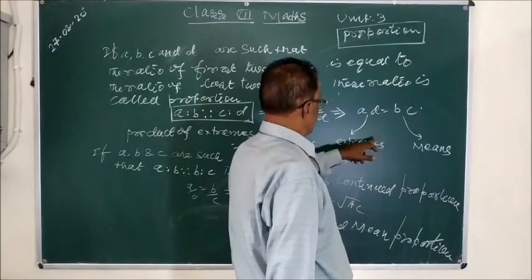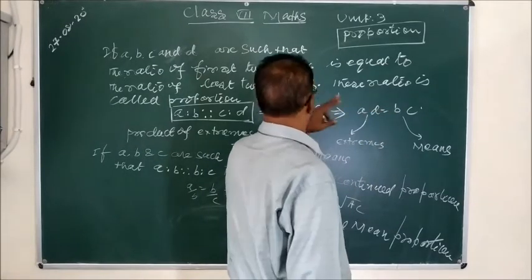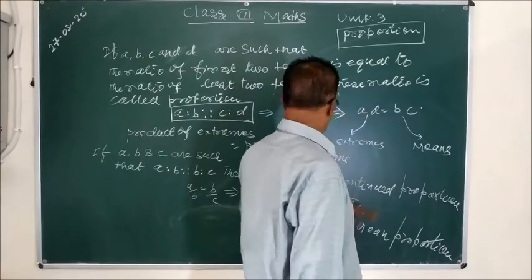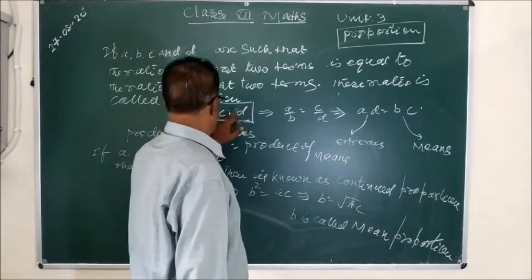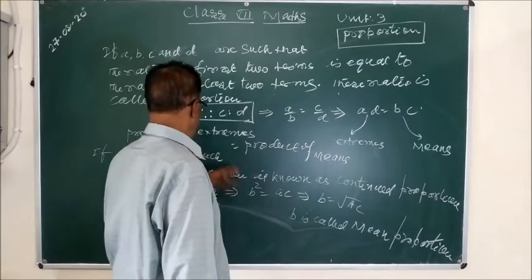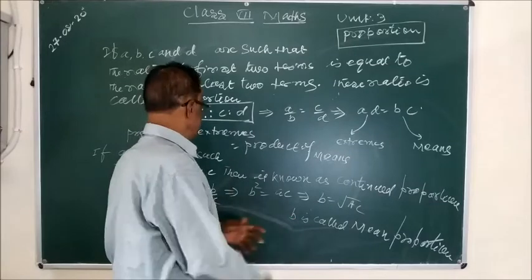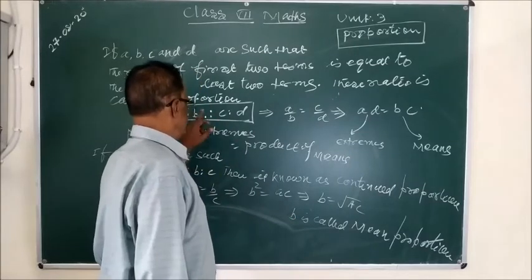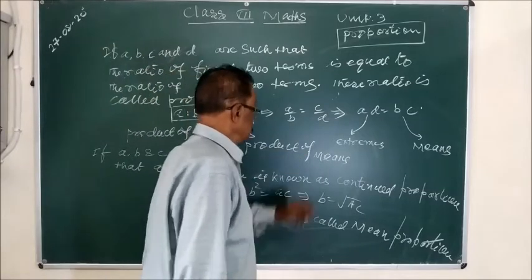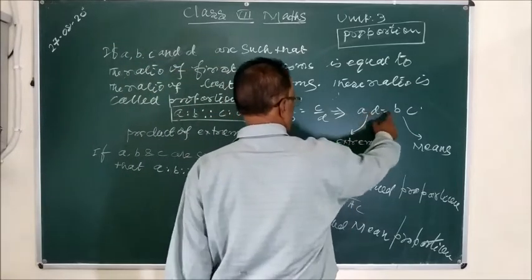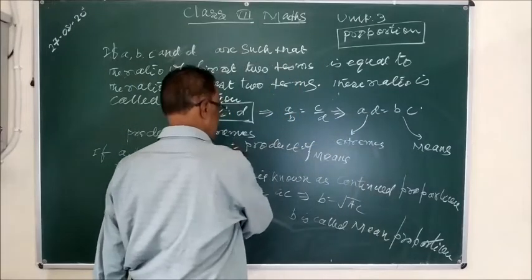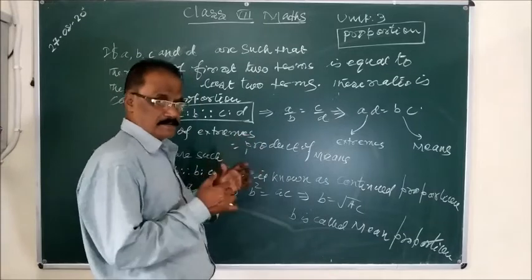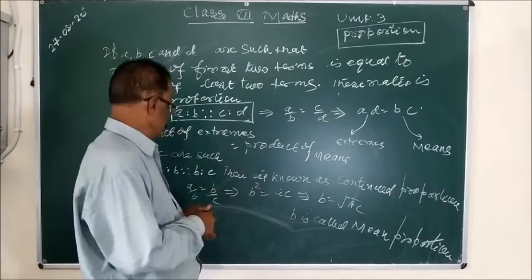And this is a very important result for proportion. Of the 4 terms, the first and last terms are called extremes, and the middle 2 terms, the second and third terms, are called means. So AD is equal to BC. Product of extremes is equal to product of means. This is important to solve the questions.